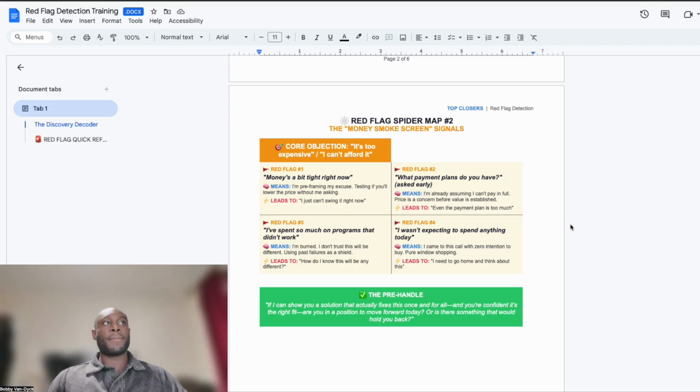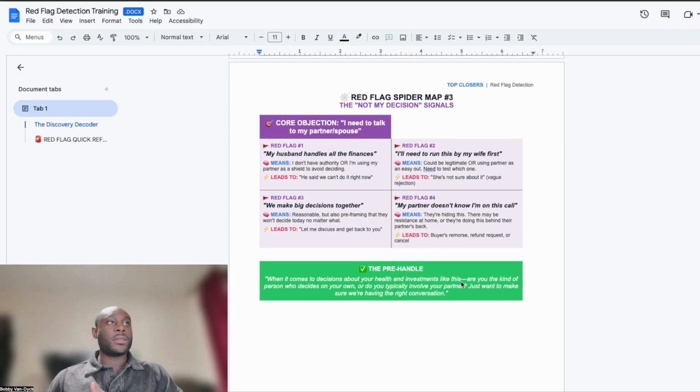Then we also have, "It's not my decision." This comes up with spousal. "My husband handles all the finances." That's going to lead to you getting, "I can't do it right now. I have to speak to him. I have to make sure he gives me approval. I need to run this by my wife first." This could be legitimate. Like, my husband handles the finances, it can be legitimate, but sometimes they're using it as a shield, using it as an easy way out.